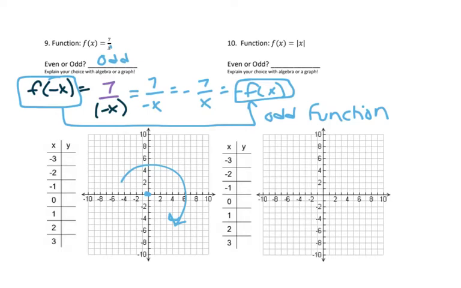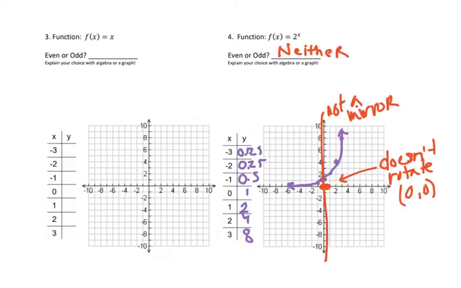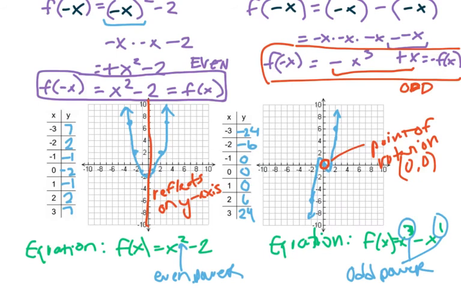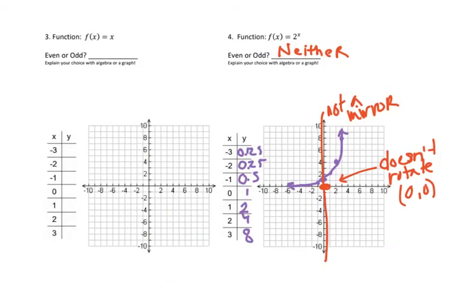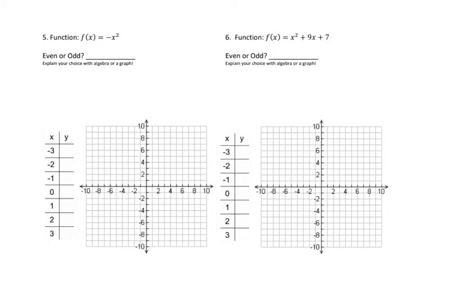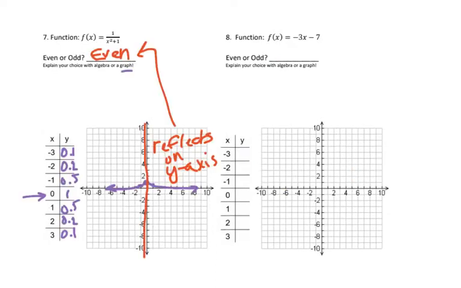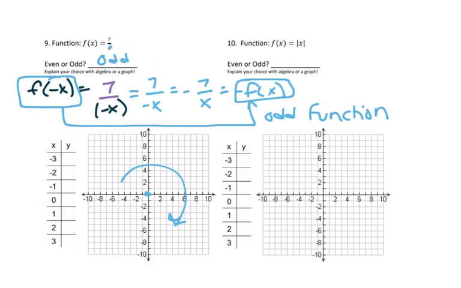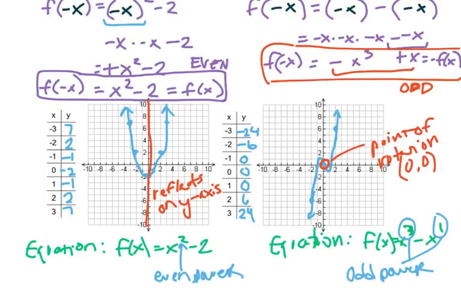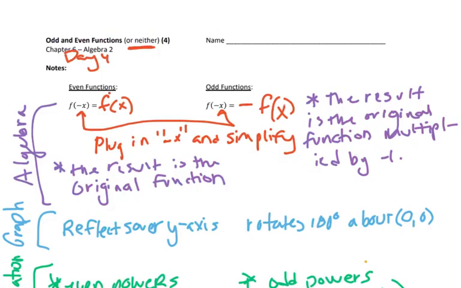So if you feel like doing the rest of them, most of them are either even or neither at this point. There is one more odd. So if you'd like to go through and graph x, negative x squared, or this parabola here, number 8 is linear, and then 10 there we have an absolute value. But that was just an introduction, again, to odd and even functions, day 4 of chapter 6.